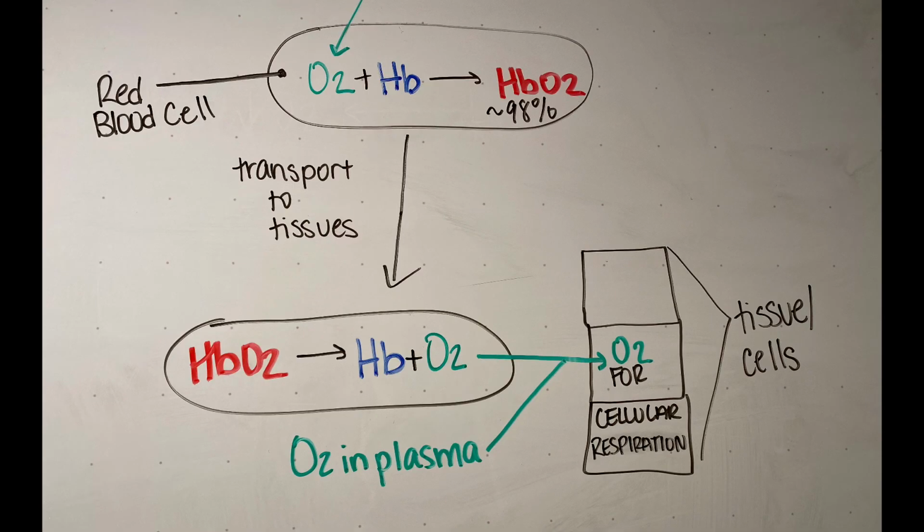Okay, so now blood is transported to the tissues, and the process that we saw earlier will reverse. The oxygen that's dissolved in the plasma will go into the cells. This creates a vacancy for the oxygen in the plasma, which means that now hemoglobin will release its oxygen molecules, and those oxygen molecules that hemoglobin releases will go into the plasma. And from the plasma, those oxygen molecules will then diffuse into the cells. And the oxygen that diffuses into the cells is used for cellular respiration.